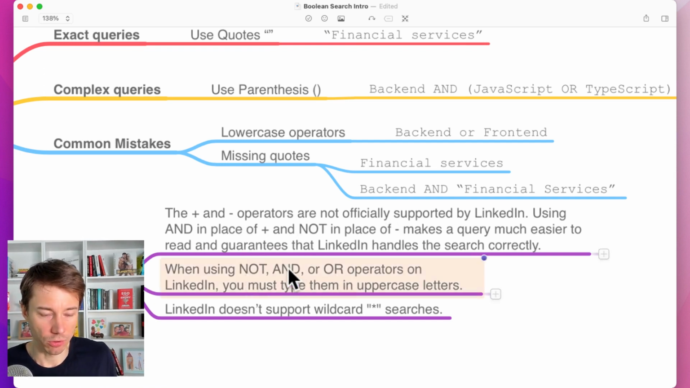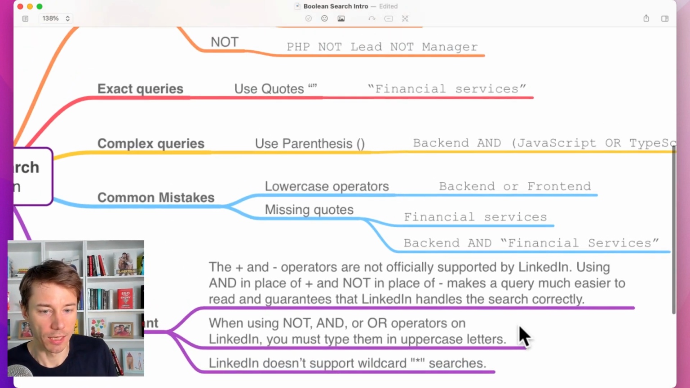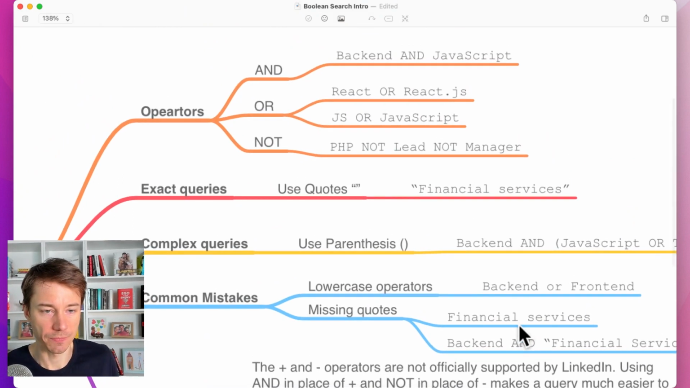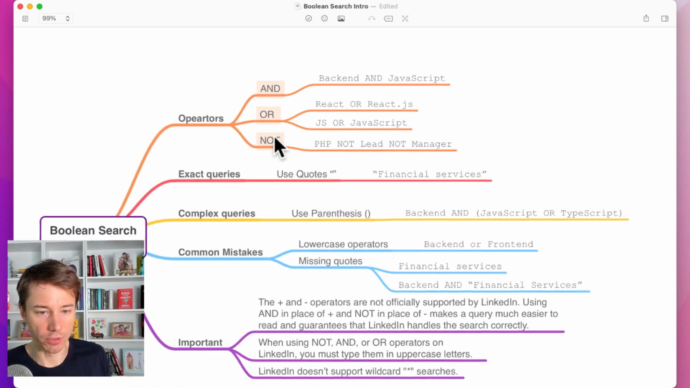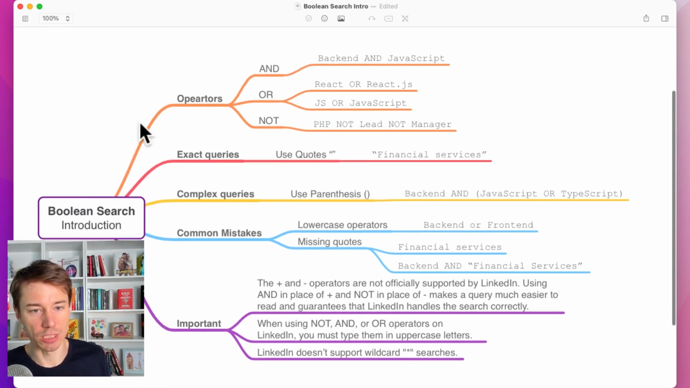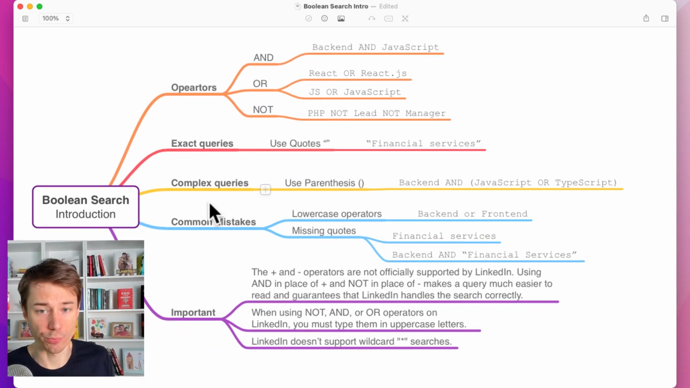They also recommend to use uppercase. So when using not and or operators, you must type them in uppercase letters. And LinkedIn doesn't support wildcard searches. In other search engines, it works. In your applicant tracking system, it may work, but LinkedIn does not support it. So focus on and or not. You can come up with really advanced search filters, and I will show you in the next videos how you can actually do it practically. So for now, make sure that you understand and or not, quotes, parentheses, and you are good to go.